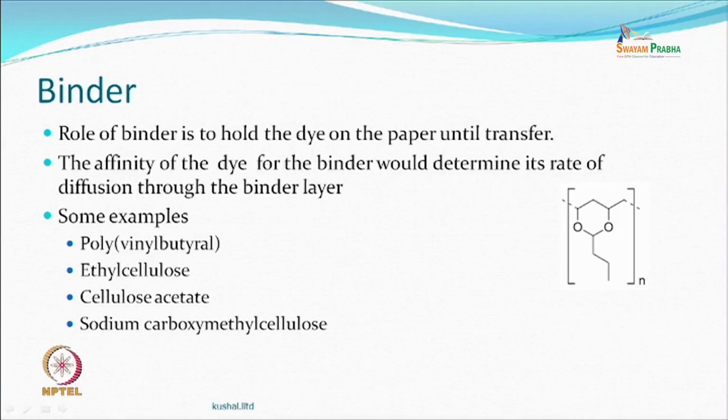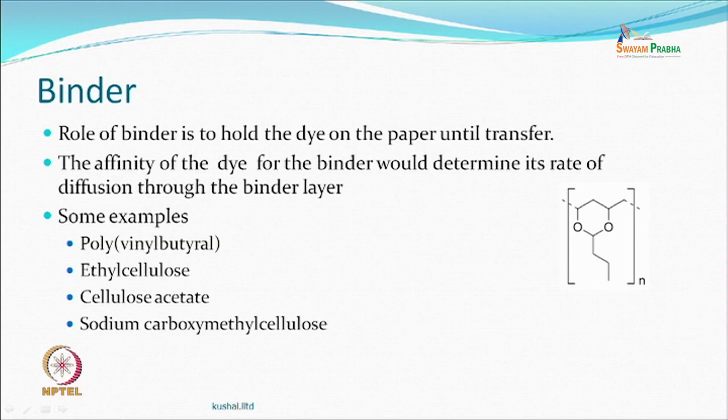Some of the examples which we see here are written as polyvinyl butyral, which has a structure something like this, which is a polymer. So, you can make a polymer layer. Other things with which you are quite familiar, ethyl cellulose, cellulose acetate and carboxymethyl cellulose, all of them can be used, and so we hope that transfer will take place.